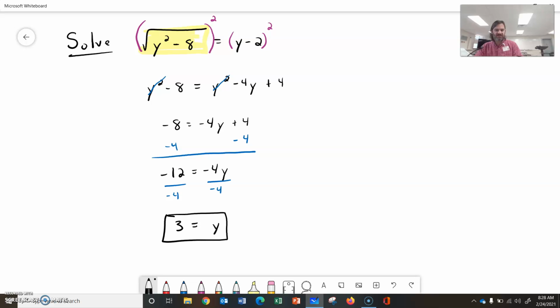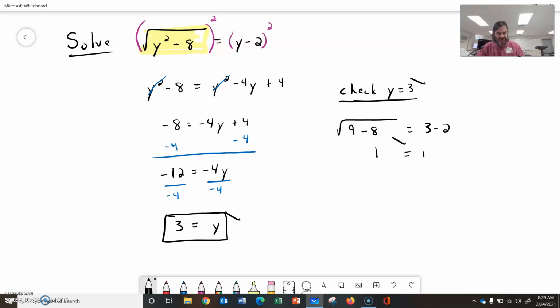Again, we like to check these to make sure we don't mess up, because we know we can pick up extra answers. So let's check y equals 3. We're going to plug it in. So square root of 3 squared will be 9 minus 8, and on the other side we'll have 3 minus 2. So that's square root of 1 equals 1. It checks out. This answer is good.